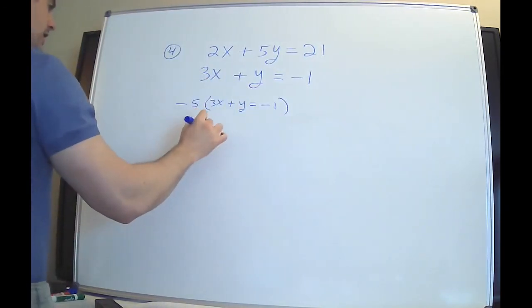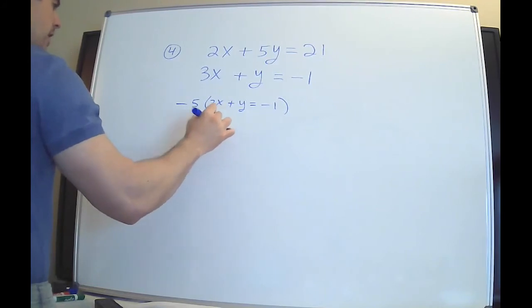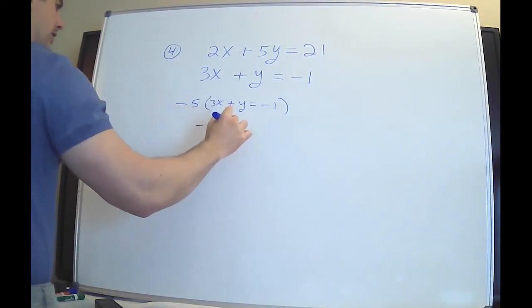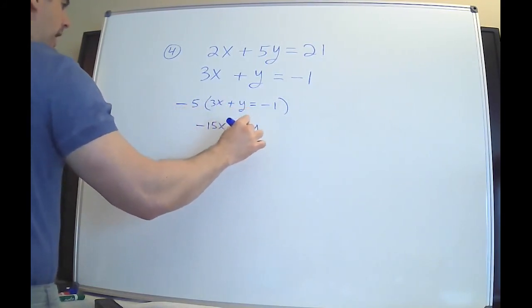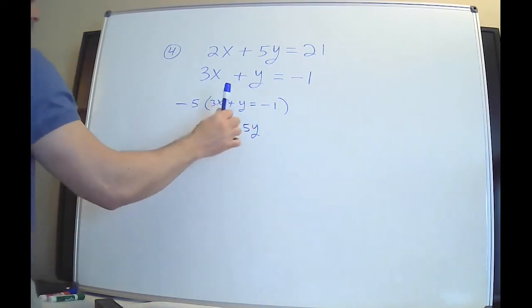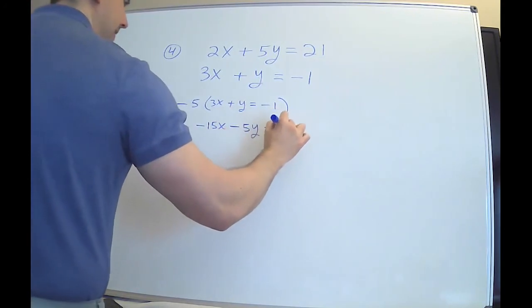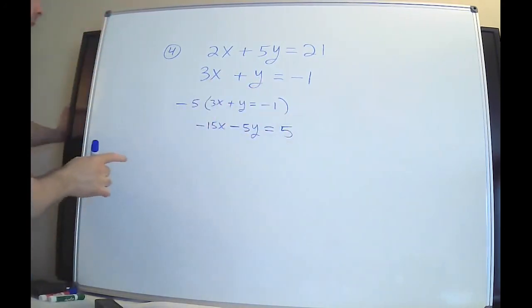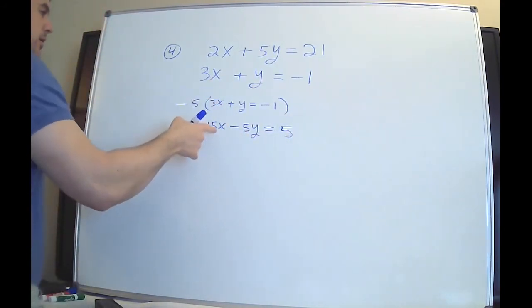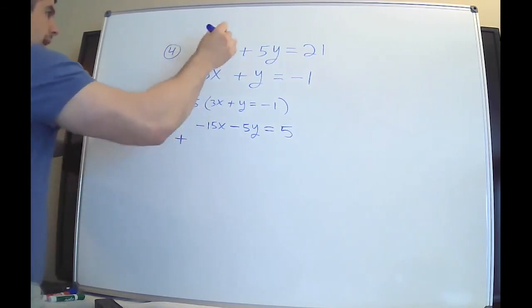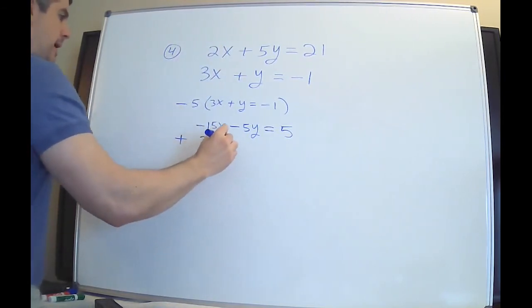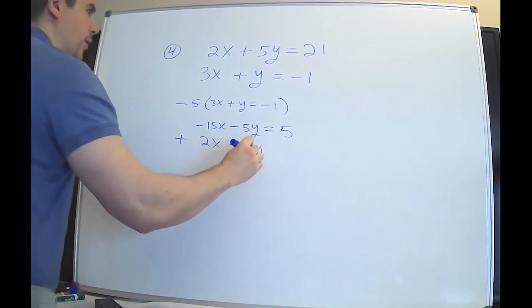-5 times 3 is -15. X goes along for the ride. You have a -5 times a +y, which gives you -5y. Just stick a -5 in front of that y. Equal, now again, be careful. -5 times -1 is +5. Now I'm going to take this equation I just built, and I'm going to add it to the one on top, because that's the one I didn't mess with. So you add it to the above one.